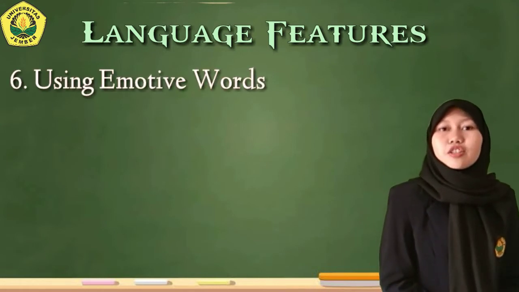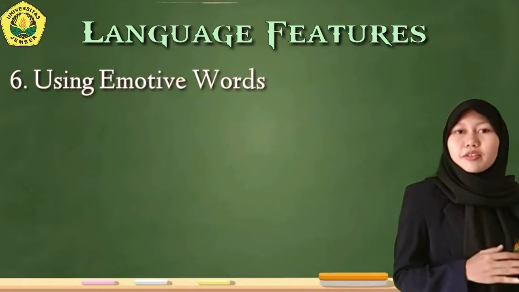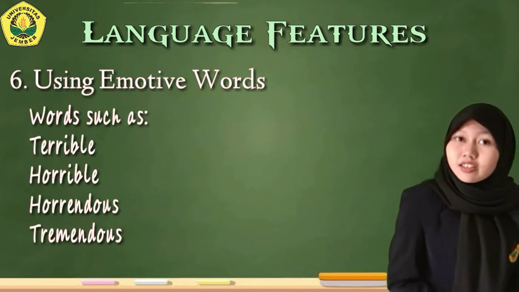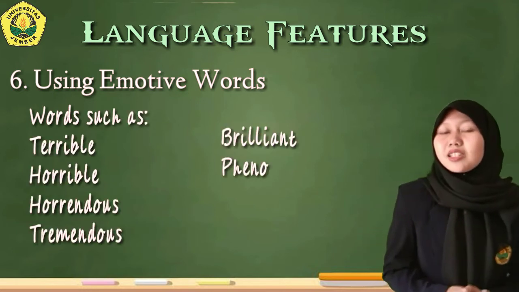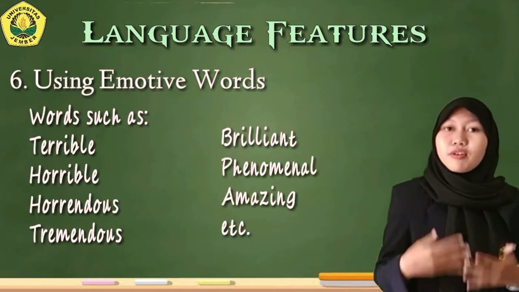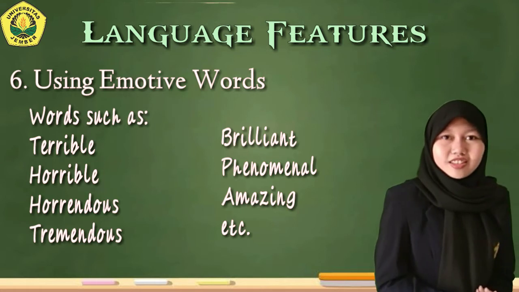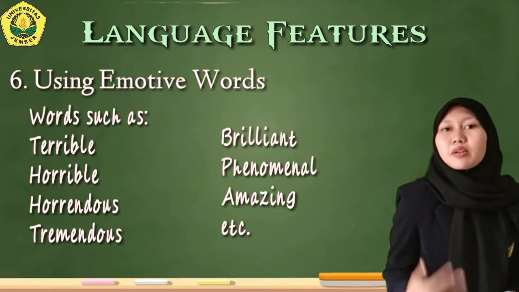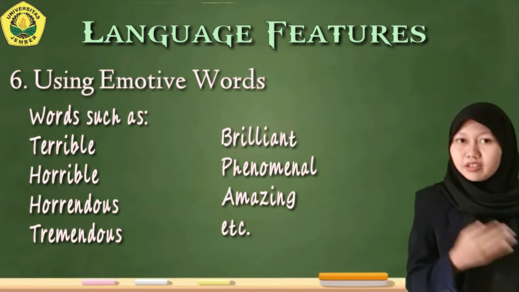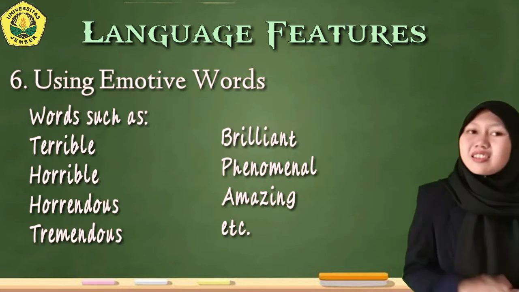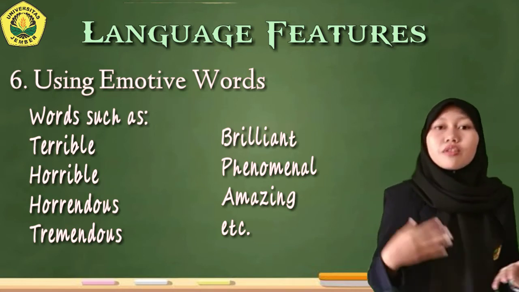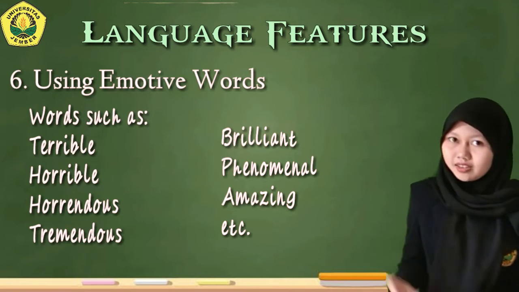And the sixth one is using emotive words. Emotive words are words such as terrible, horrible, horrendous, tremendous, brilliant, phenomenal, amazing, and so forth. These words are typically used to evoke some emotions in the readers. We need to evoke some emotions in our readers in order for them to see things from our perspective, from our view. Sometimes these words may seem like an exaggeration, however, it is required and necessary so the readers might feel what we feel about this topic.